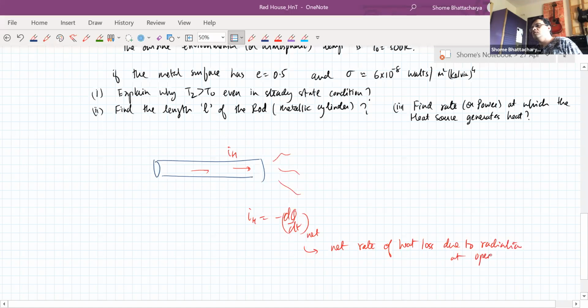At the open phase, whereas this is the rate of conduction, okay, across the length.